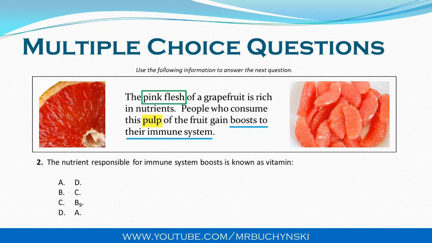So what I'm going to do now, I'm going to read the question, and it says the nutrient responsible for the immune system boosts is known as a vitamin. So vitamin, and I have a whole bunch of options here. I have D, C, B9, and A. Now be very careful on a question like this because we can see that answer A is corresponding to vitamin D and vice versa, that answer D is corresponding to vitamin A. So we need to be very careful on our selection to make sure we're selecting the right vitamin.